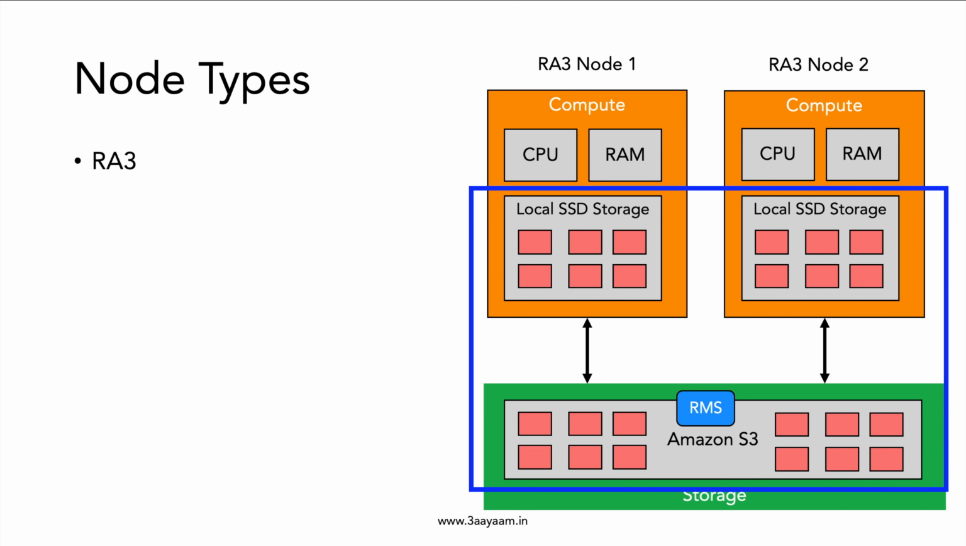Now this entire storage architecture, where you have a mix of local SSD storage and block storage in S3, is called Redshift Managed Storage or RMS. The data is stored in local SSD storage, and whenever the local storage is full, the data is stored in S3 and it is handled by Redshift Managed Storage. We do not have to do anything here.